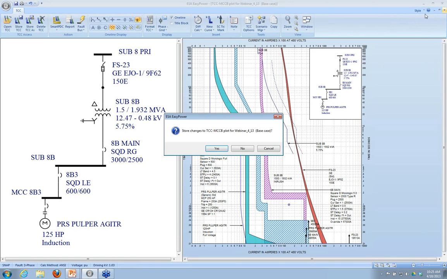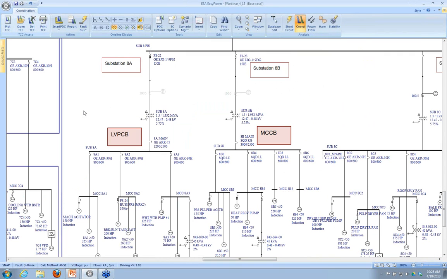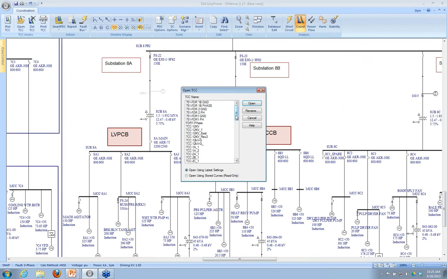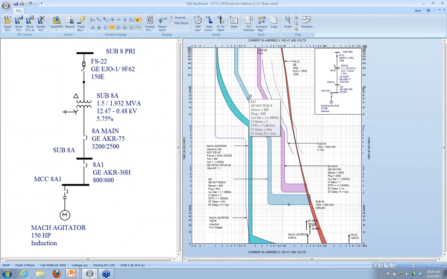Let's look at the low voltage power circuit breaker case. Again, I have a TCC here already. Now we see a similar situation, but in this case, I have low voltage power circuit breakers for my main and my feeder that do not have instantaneous trip. This is the short time delay for the feeder. This is the long time band.